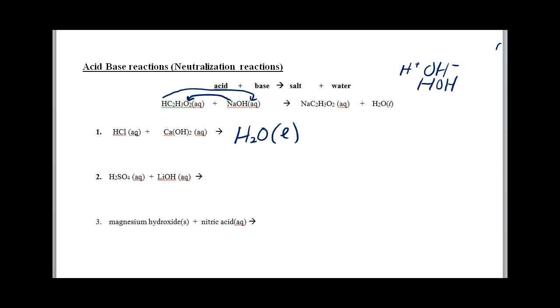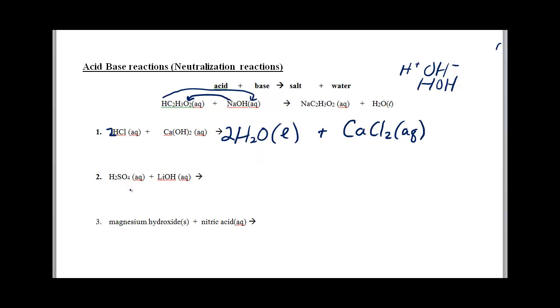Calcium is a +2, chloride a -1. So when I write my formula for calcium chloride, which is aqueous, that's why I have the 2. Then go back and balance it. So I need the 2 chlorines. And so how many total hydrogens? I have 2 plus 2, 4 hydrogens, which is why I'll need to put the 2 in front of my waters.